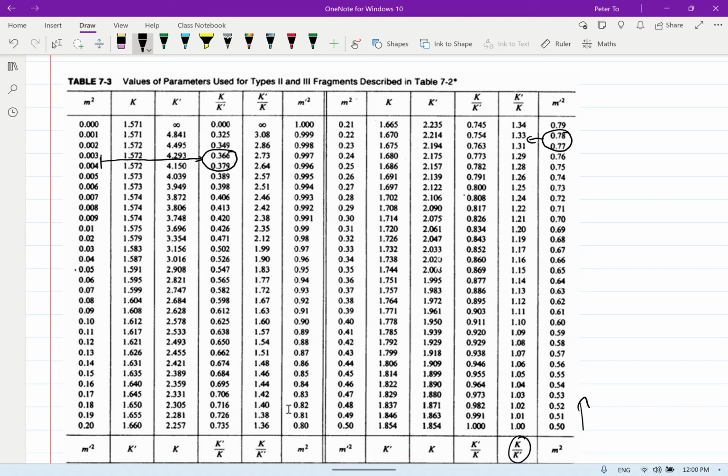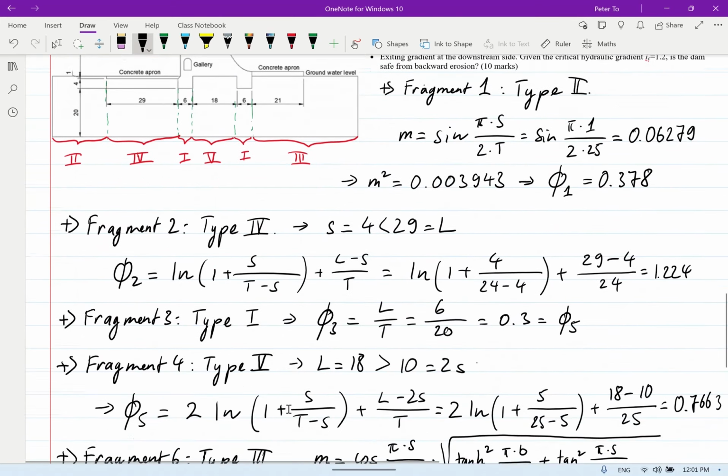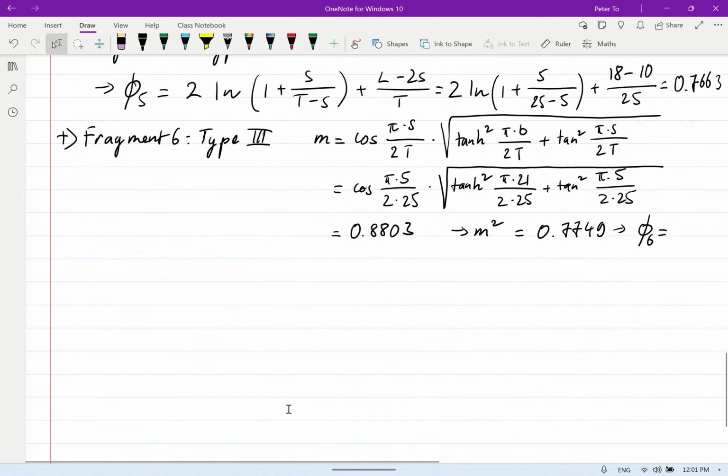Now please remember that if you use the left column, you must use the heading on the top here. Alright, but if you use the right column, you must use the heading at the bottom. So now from here I can get it in between 1.31 and 1.33, and I can use interpolation to find the value of this one, which is about 1.32.